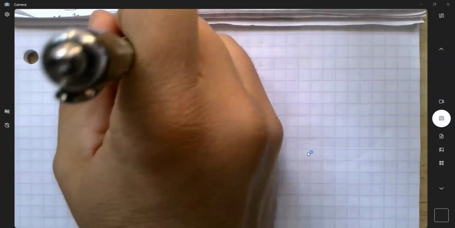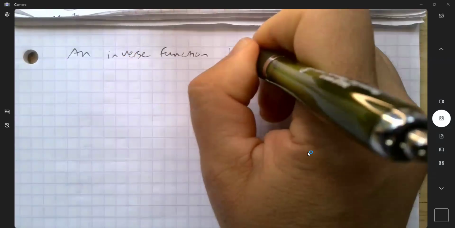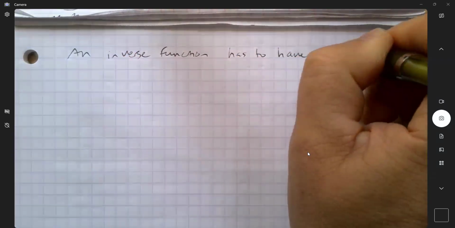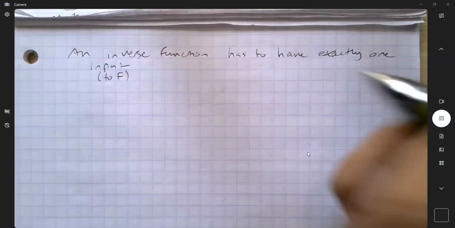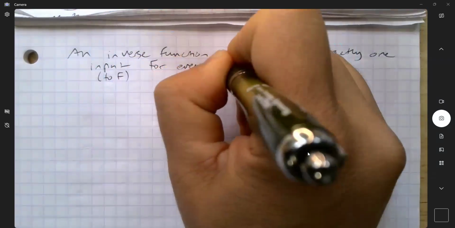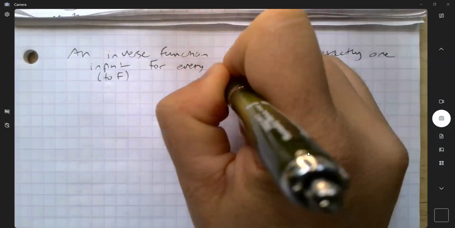An inverse function has to have exactly one input to the original function f for every output of f.